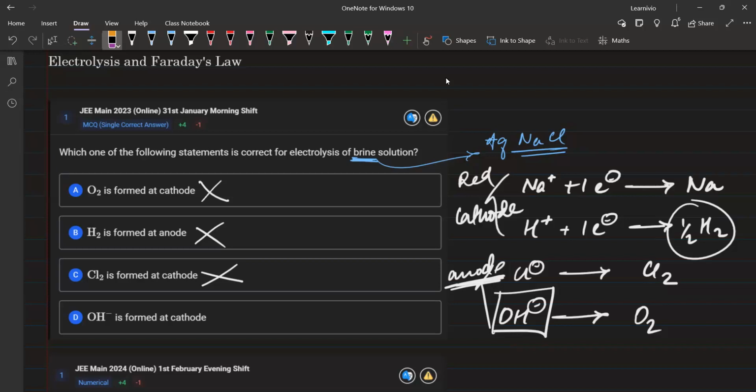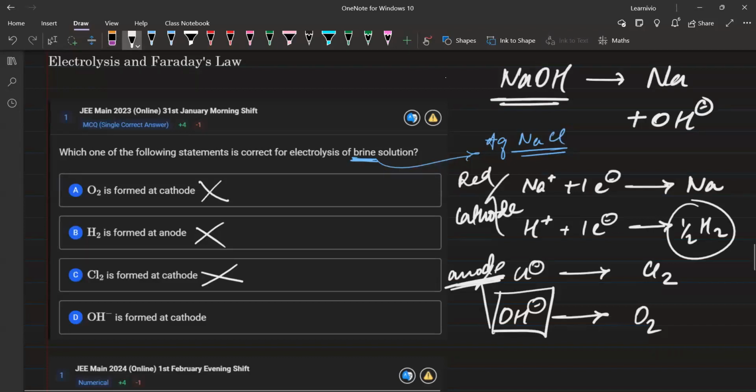O2 at the cathode? At the cathode, only sodium and hydrogen can be formed. Cl2 at the cathode? No, Cl2 at the anode. So OH- at the cathode, it can be formed if you have NaOH. In NaOH, Na+ plus OH-. Na+ will be at the anode and OH- will be at the cathode. So in that sense, we can say that OH- is formed at the cathode. Yes, the B option will be correct then, because all of these statements are incorrect.